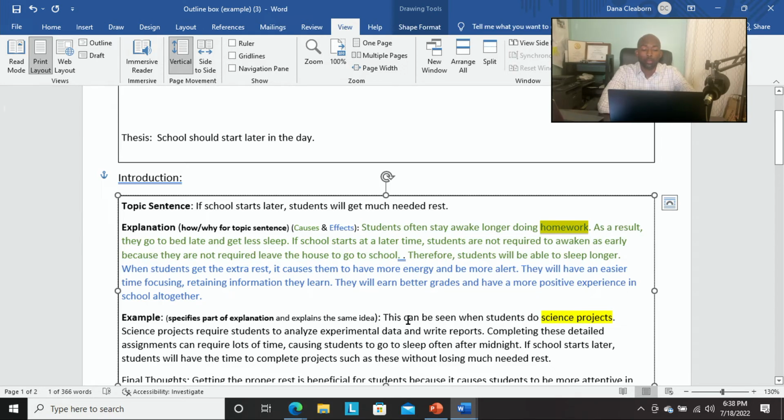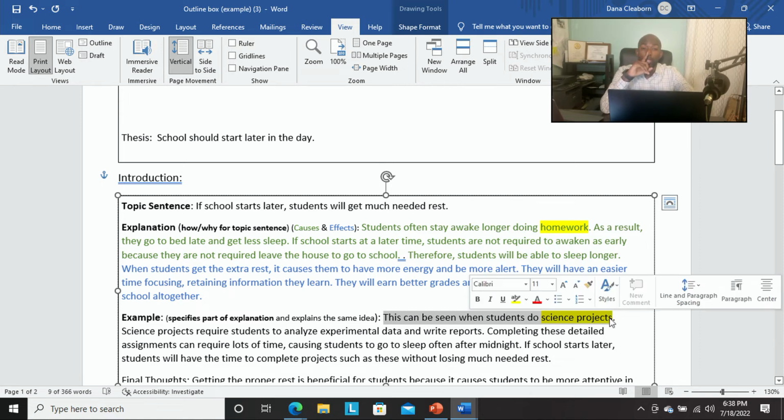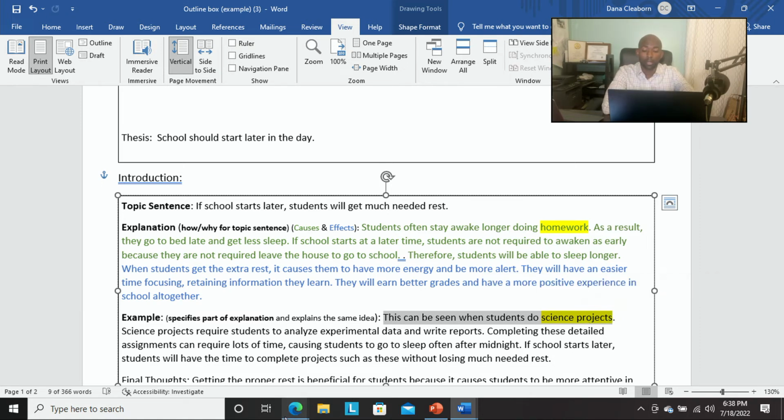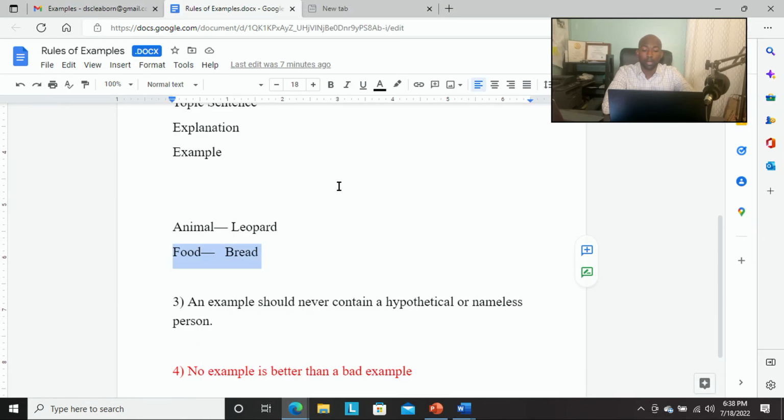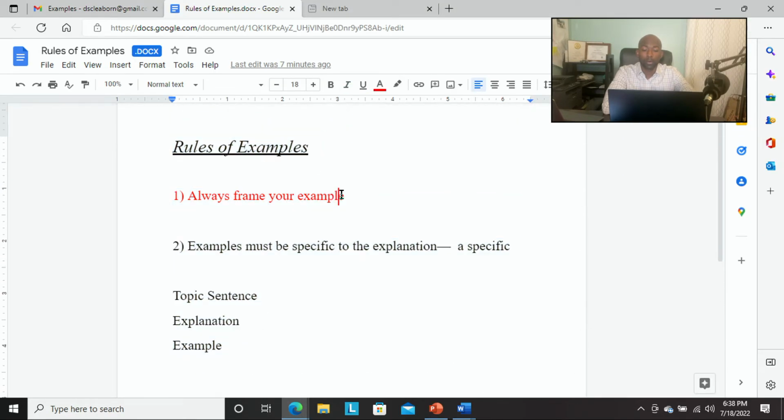And you're going to notice we say the same things in this example that we pretty much say in the causes of our explanation. Pretty much the exact same thing. The only difference is we're going to discuss it specifically for science projects, since that's the example that we chose. So this can be seen when students do science projects. That's one sentence, so we framed it. We announced what the example was. Okay, just like we said, always frame your example. So we just use one sentence to announce it.